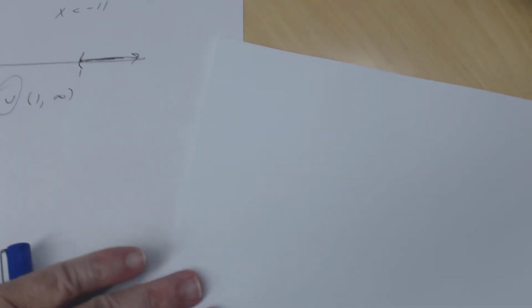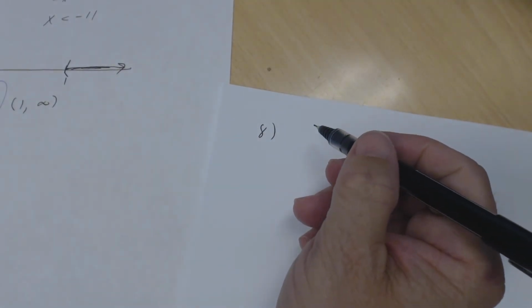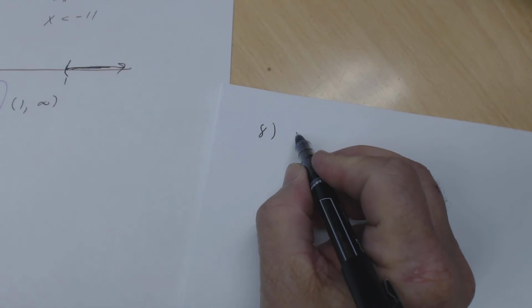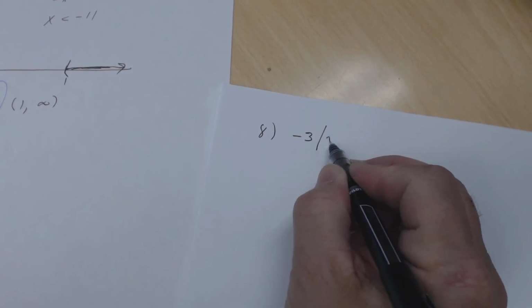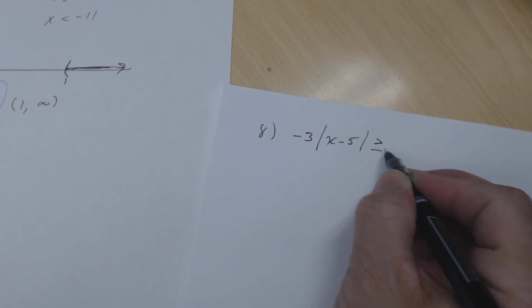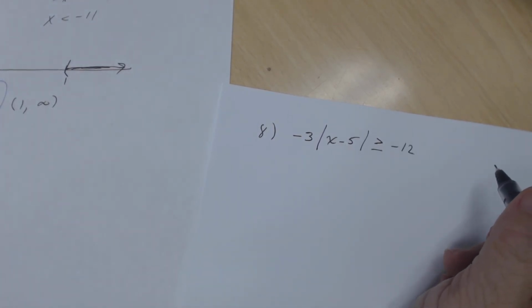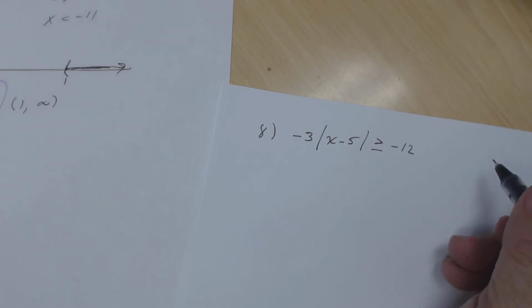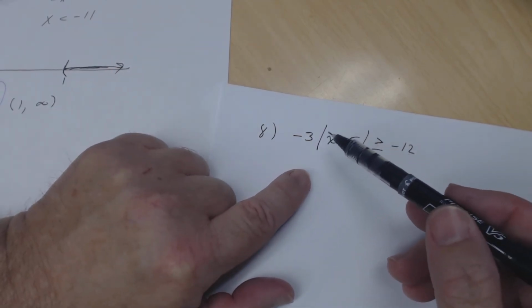All right, number 8. Okay, so number 8, let's suppose we had this. Now you've got to be a little bit careful with this one. You've got to listen carefully to what I'm saying. Let's suppose we had negative 3 times the absolute value of x minus 5 is greater than or equal to a negative 12. Okay, so you remember you've got to get the absolute value by itself.